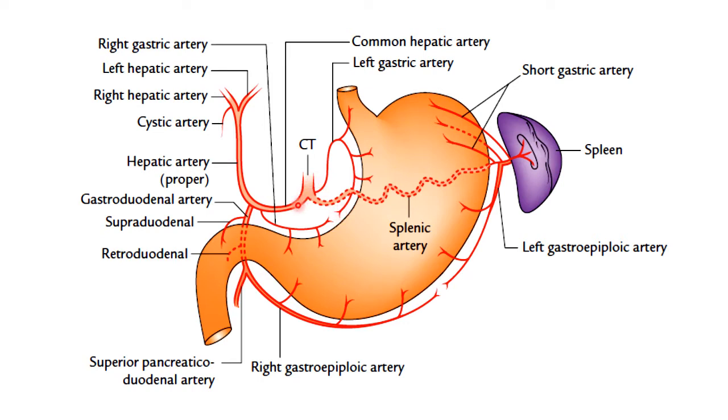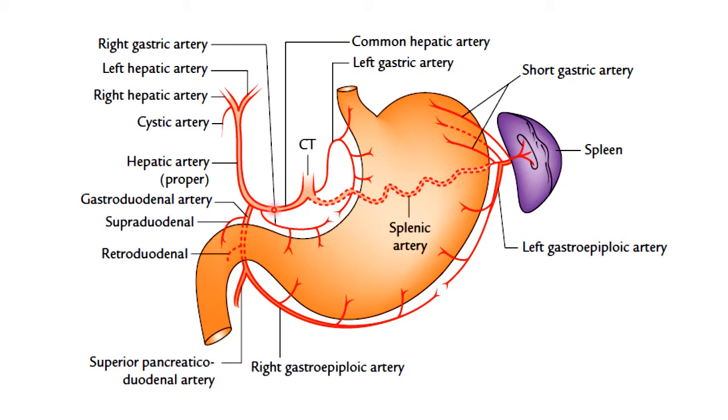Then is the common hepatic artery. The common hepatic artery is the larger branch of the celiac trunk. It gives off the right gastric artery. The right gastric artery, after its origin, turns towards the left and passes along the lesser curvature of the stomach.